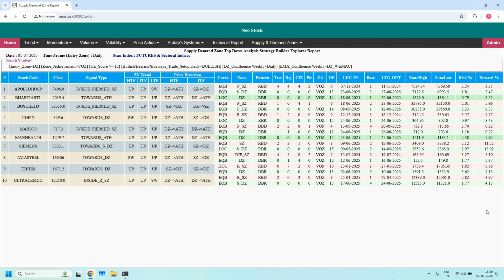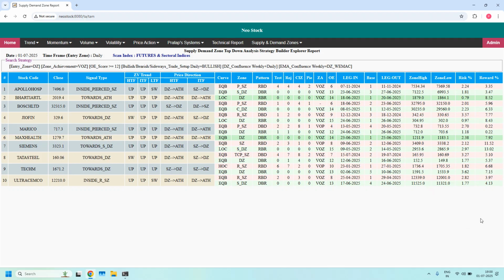Okay. This is based on LTF and ITF demand zone confluence. That is daily and weekly demand zone confluence and also weekly EMA confluence. Always look into the search strategy that will tell you how we filtered the stocks. This is the demand zone confluence and this is the EMA confluence. And entry time frame zones are daily demand zones. This is how you should understand. So remaining reports quickly I will generate. I will give less commentary.